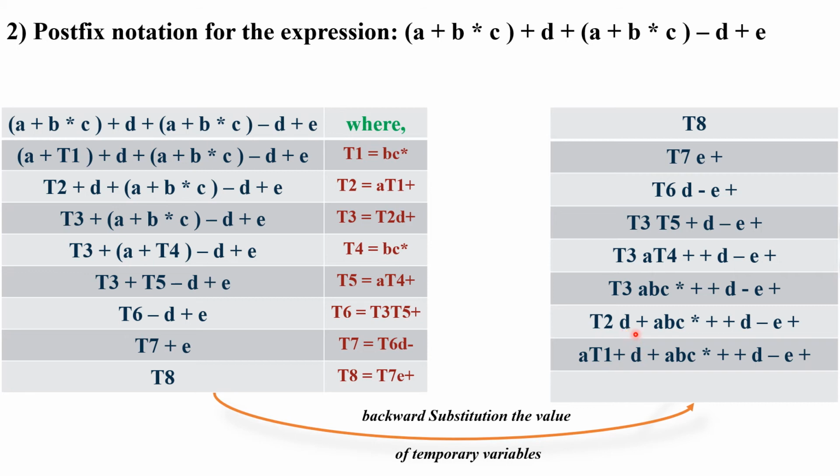This D and all the sub expression will be as it is. Now, which temporary will be left? T1. What is T1? BC star. So instead of T1, I write A BC star and plus D. This whole expression I have to write as it is. So this is the postfix notation. No temporary values are left. So this is the postfix notation for A plus B into C plus D plus A plus B into C minus D plus E. If you have a lengthy expression, this method is more convenient compared to other methods. So this is the postfix notation for the expression.